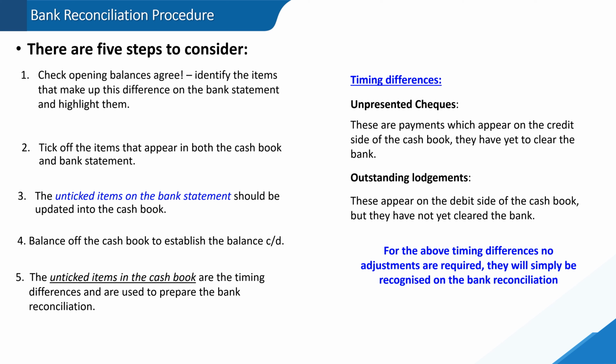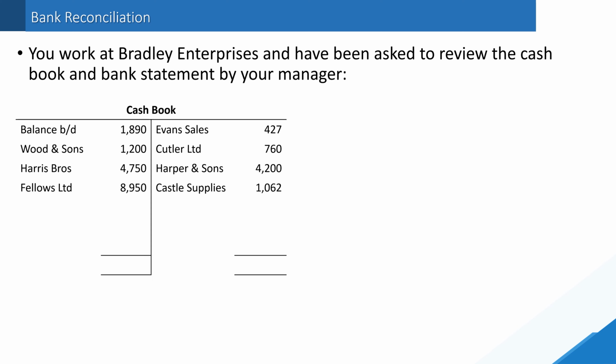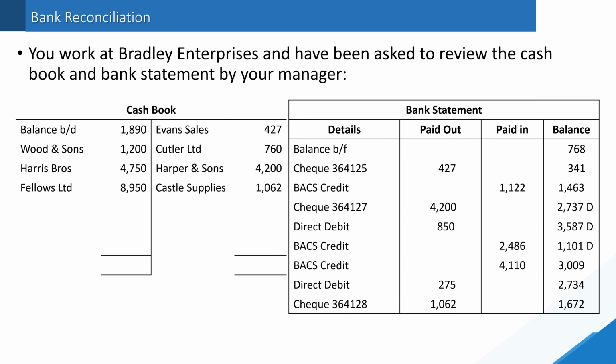We've talked about the 5 steps for the bank reconciliation process, but it's far easier to actually see them in practice. So we work at Bradley Enterprises, and we've been asked to review the cash book and the bank statement. The cash book, that's the records of our company, of Bradley Enterprises, and the bank statement received from our financial provider. And we're going to reflect back on those 5 steps to help us produce that bank reconciliation. So step 1 is to agree the opening balances.